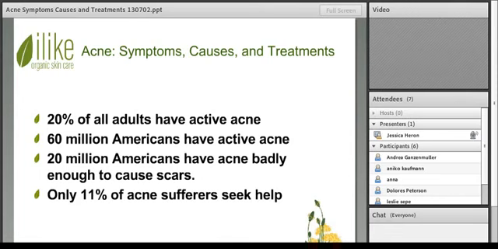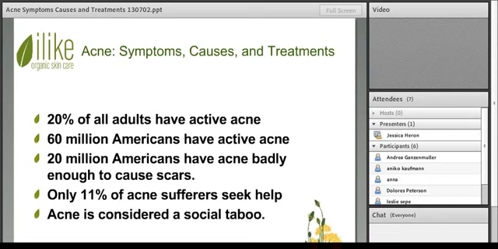Only 11% of acne sufferers actually seek help. They're often treated by family doctors, but maybe not treated by professional specialists like estheticians and dermatologists. Acne is considered a very social taboo. Like I was saying before, it actually will affect people physically and emotionally and become deforming both ways, and is really difficult and stressful to deal with. And these are all statistics that I found according to the American Dermatologists Association.